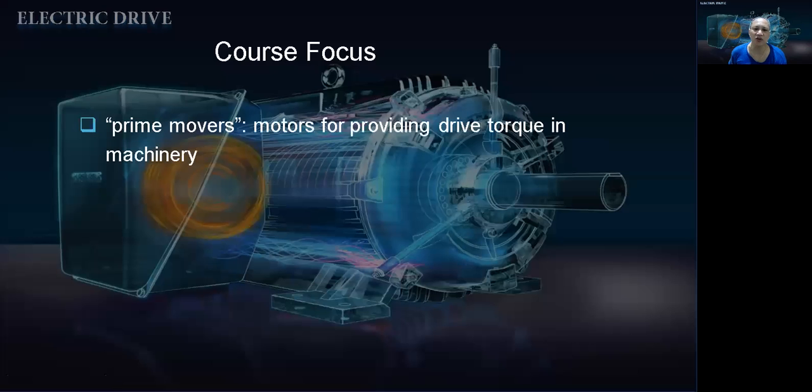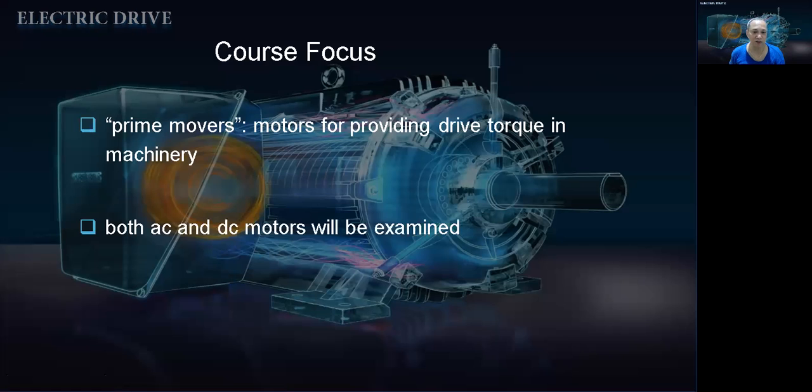So the course focus is basically the prime movers, like I said before. The motors for providing drive torque in machinery. Yeah, that's the point. Of course, we are talking about machinery, so generators will also be discussed. So both AC and DC motors and generators will be examined.